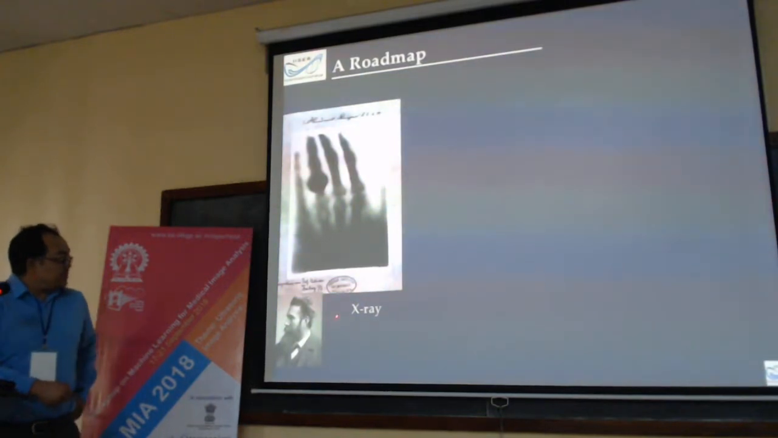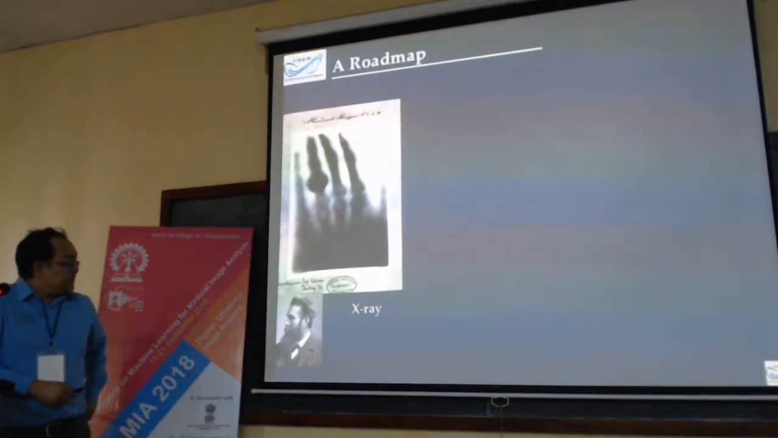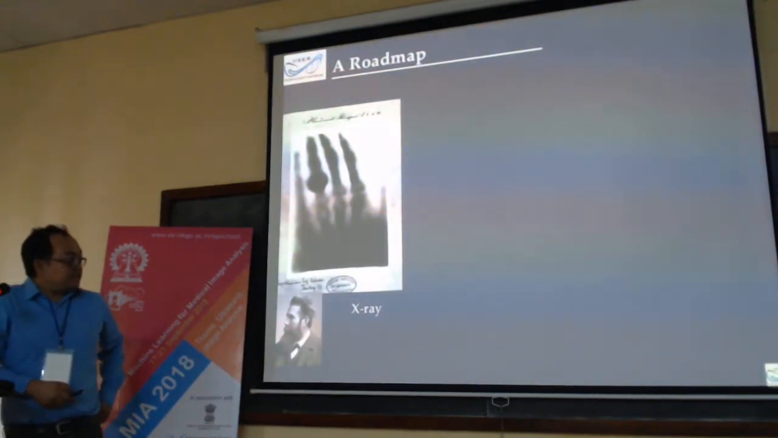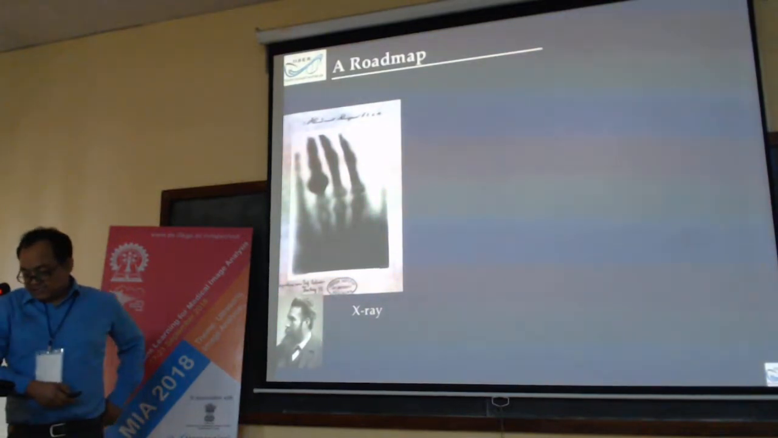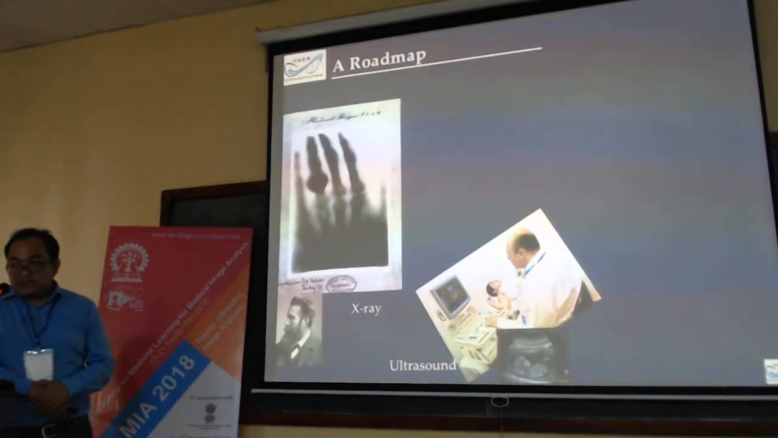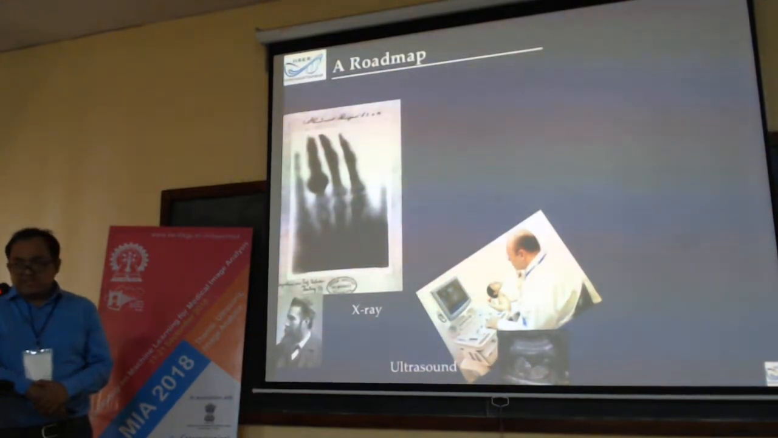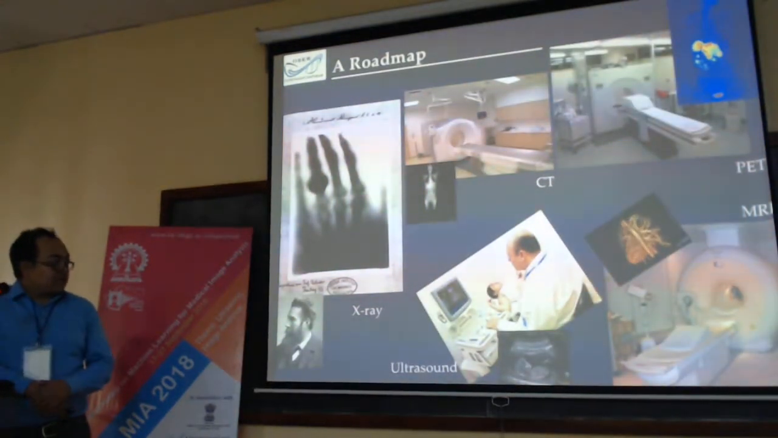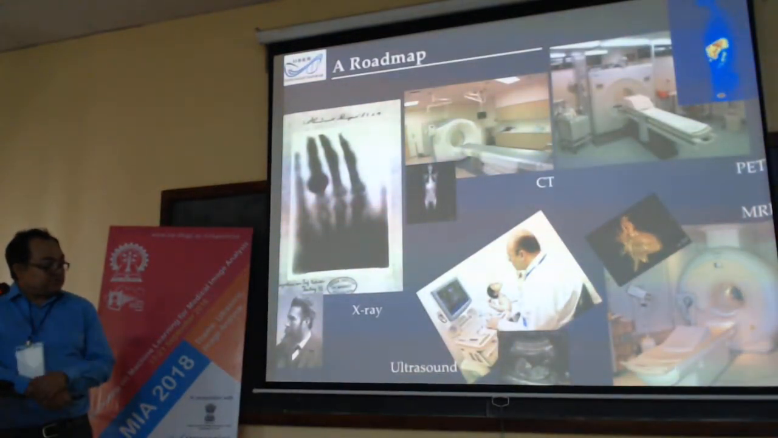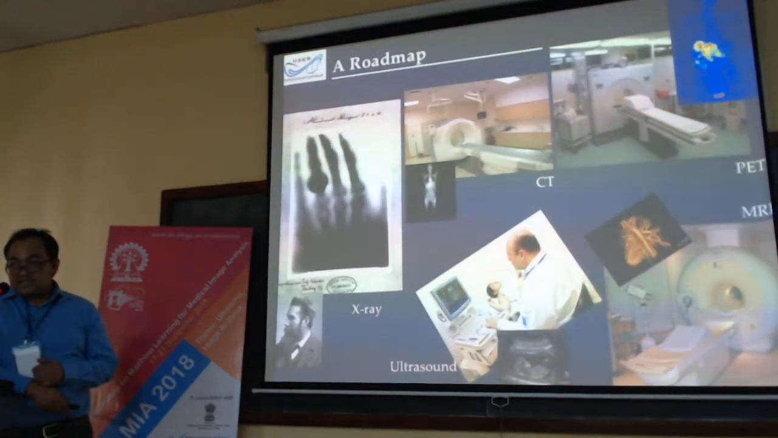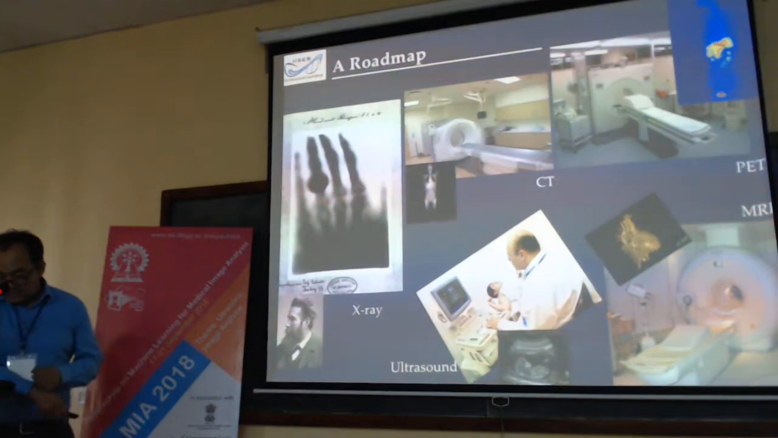From the invention of the X-rays in the 1880s, it was first used to image his wife's hand. From this point, it has been exploited for clinical applications. Since then, it has been evolving to the introduction of ultrasound imaging in the 1920s and 1930s, and then computed tomography, positron emission tomography, and MRI, all these things in the 1960s and 1970s. Since then, it has been evolving.